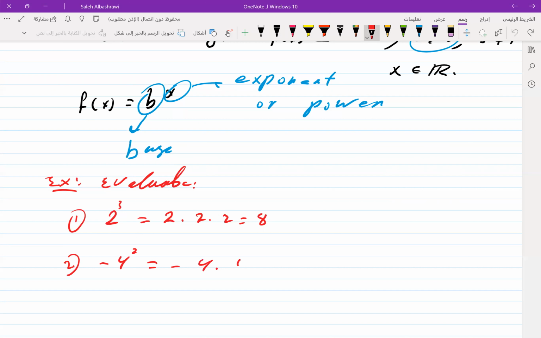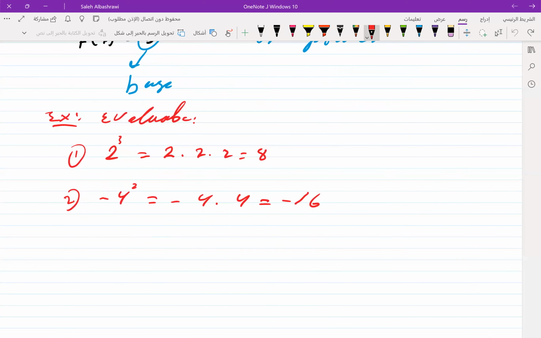We have to be careful about the negative sign if we don't have any brackets including the negative. So we'll keep it just minus 4 times 4, which is equal to minus 16. Number 3, if I have minus 4 all to power 2, this is equal to minus 4 multiplied by minus 4, which is equal to plus 16.